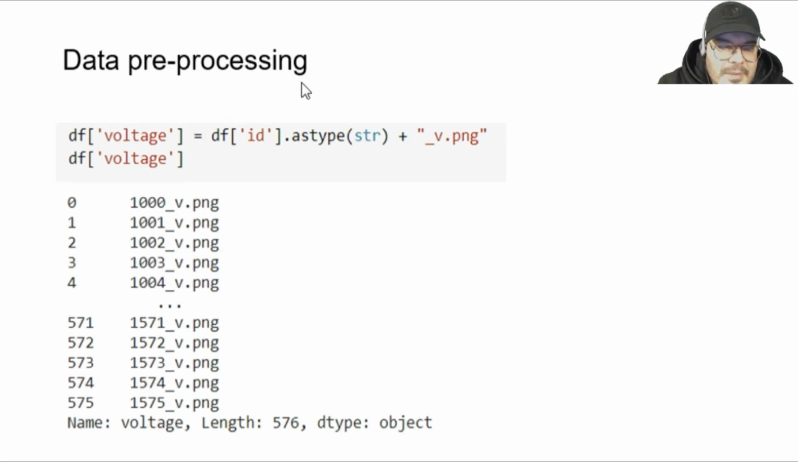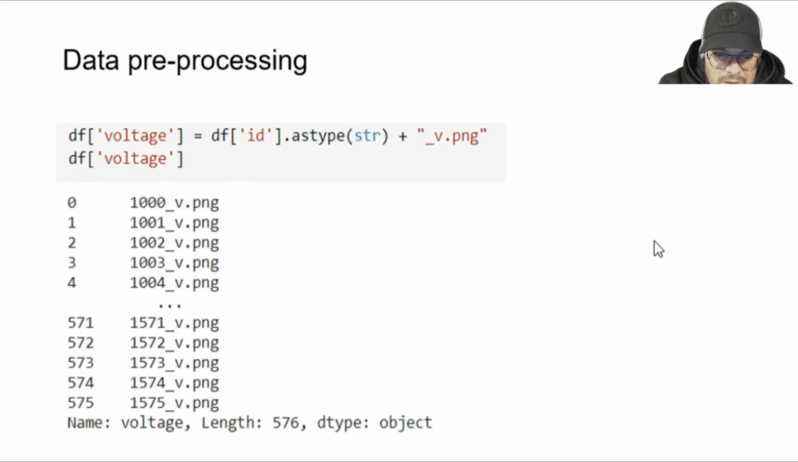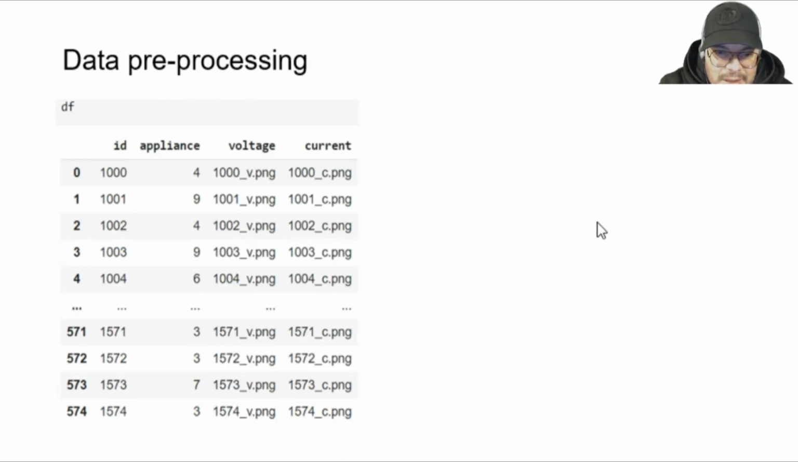And we have our voltage, and we add that string for the voltage, because as you could see here, the appliance IDs are in order, and also they're indexed. So this is very convenient to just add the rest of the number for voltage and current, because we can use that for classification and keep everything in order. So as you can see, voltage and current for each image ID and appliance number.